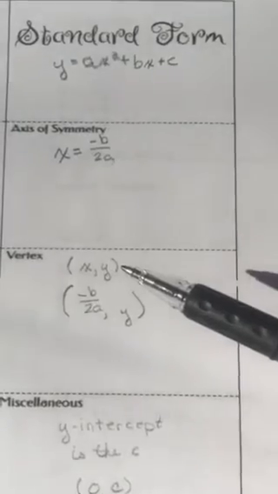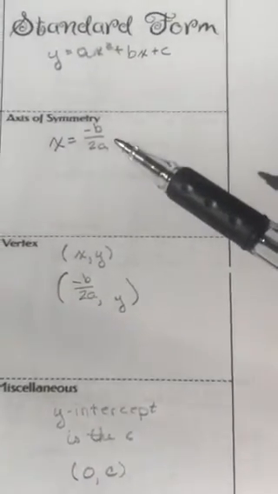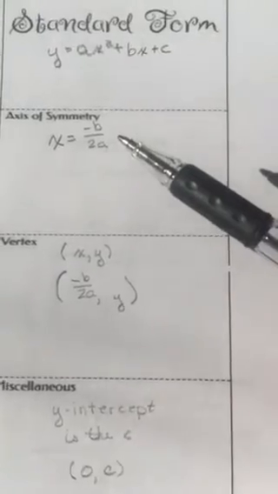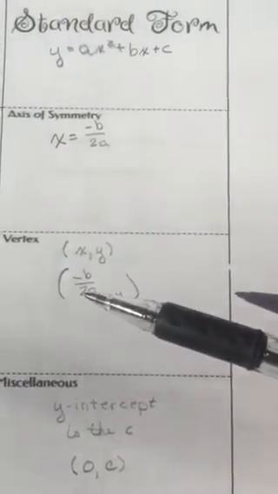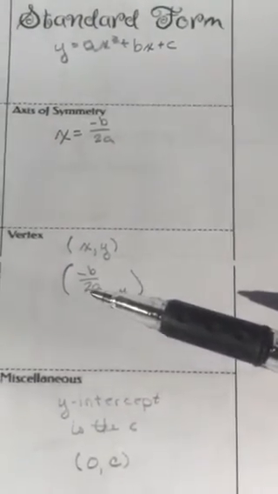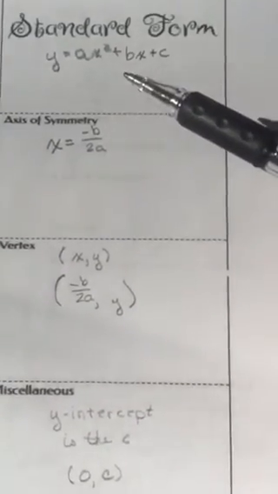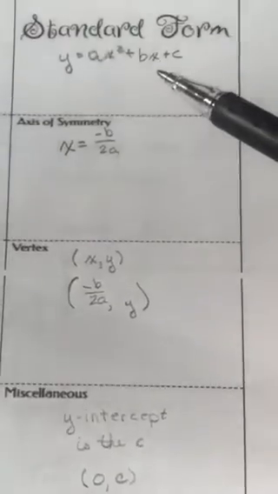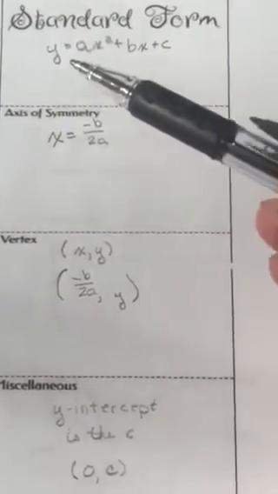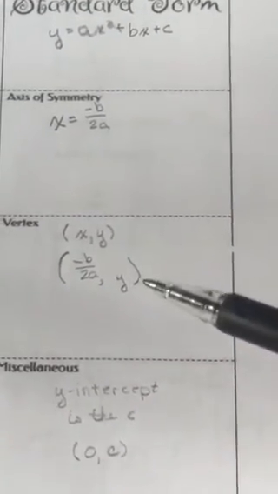To find your vertex here, there's a little more work. What we need to do is take the x value that we get when we calculate the axis of symmetry, that's the x of our point, that is our vertex. To find the y, you go back to the original equation, plug in the x value, and simplify down, and that'll tell you what your y is.